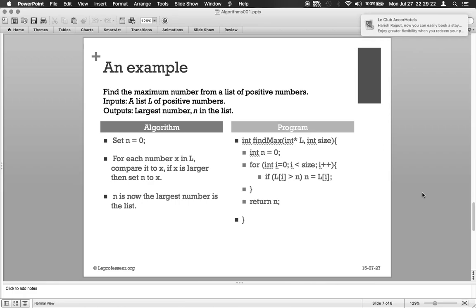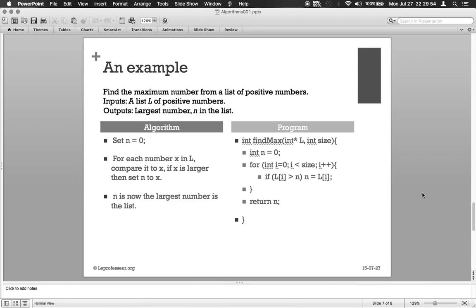Let's see an example. Suppose I ask you to find the maximum number from a list of positive numbers, right? So what would be our inputs? Our input is a list L, or you may say any name, of positive numbers. And what output do we need? We just need the largest number from the list. So let's see what the algorithm is and how the program would be implemented.